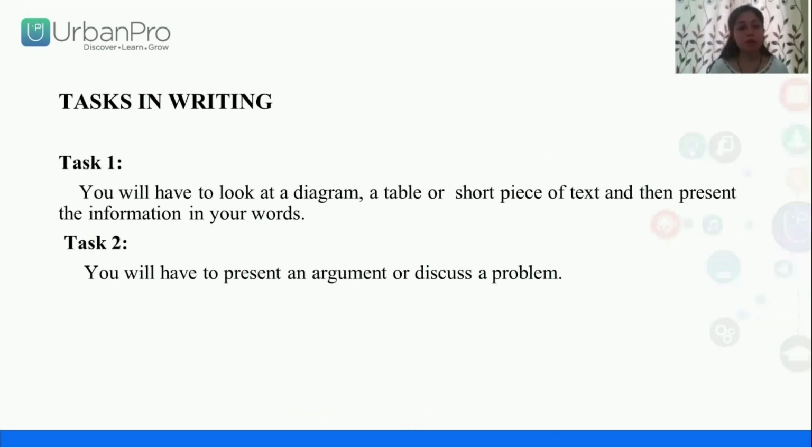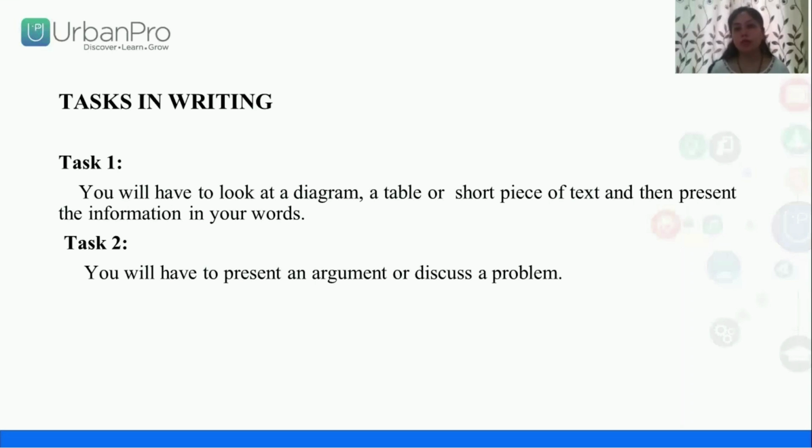Then I come to the general. In general, they give you letter writing. It can be semi-formal, formal, or informal, any kind of letter they can give you. So you have to thoroughly practice all three types of letter writing for your IELTS writing section.